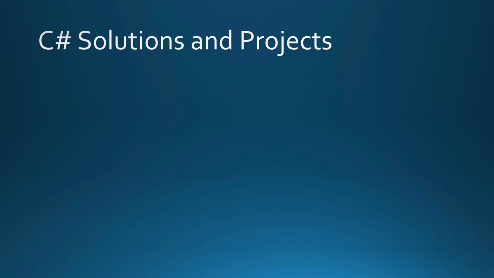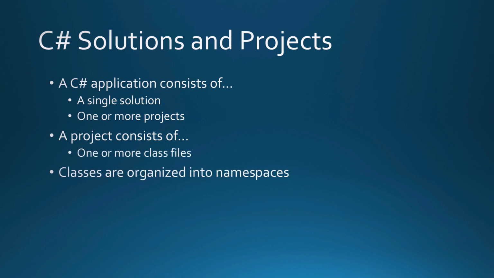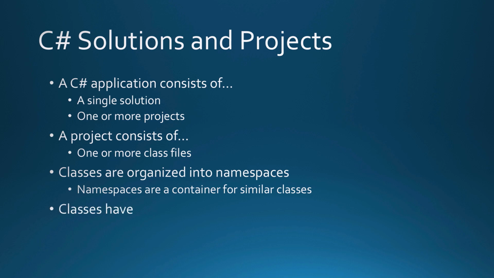Let's talk a little bit about the structure of a C# application. C# is made up of solutions and projects. So a C# application consists of a single solution and one or more projects. Now, a project consists of one or more class files. Classes are organized into namespaces, and namespaces are simply a container that contain many similar classes together. Classes have properties and methods to hold and manipulate data.